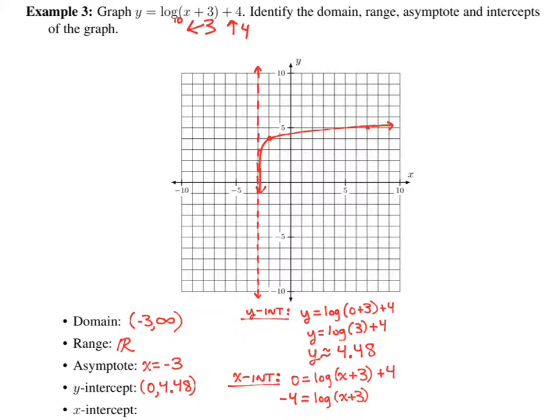Now, remember, like I said earlier, there was a 10 there. So it's 10 to the -4 equals x plus 3, since 10 was the base. And then if you subtract 3, because that's what one does to get to x in that situation, x is 10 to the -4th minus 3.